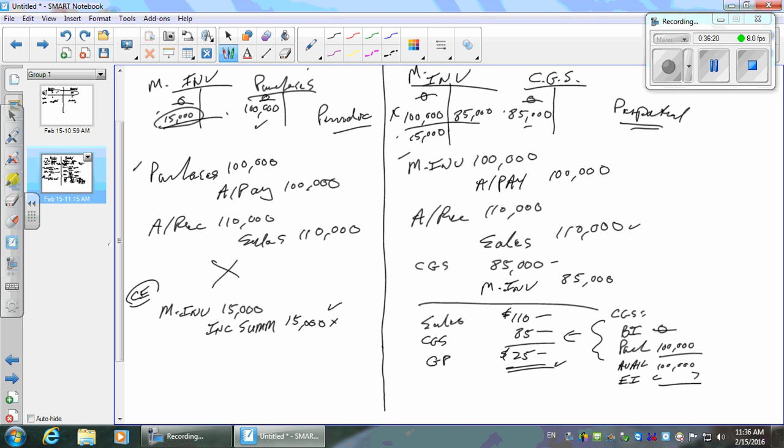I sold it to my customers, and it is called cost of goods sold. Just simple. So how much is my ending inventory? What did we say it was? 15. So if you take 15 away from 100, what do you have, everybody? 85,000, which is the cost of goods sold. Okay? So I'm going to show this in the income statement.